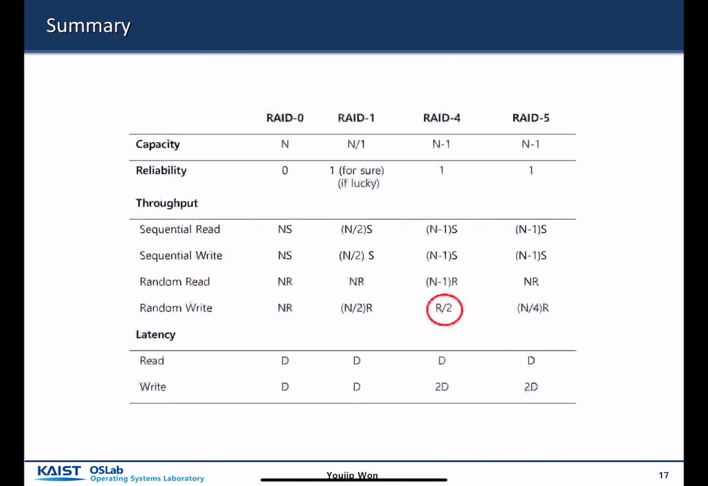So this is the summary. For capacity, RAID 0 is going to be n times B. This is n divided by 2. This is n minus 1. n minus 1 is the same. Reliability: RAID 0 cannot survive any single disk failure. So RAID 0 is corrupted if any single disk fails. And with RAID 4 and 5, we can survive a single disk failure. And RAID 1 can survive up to n divided by 2 disk failures if it gets lucky.